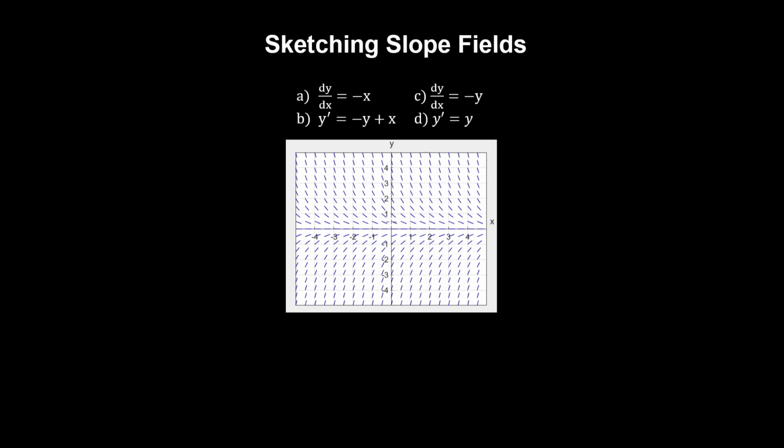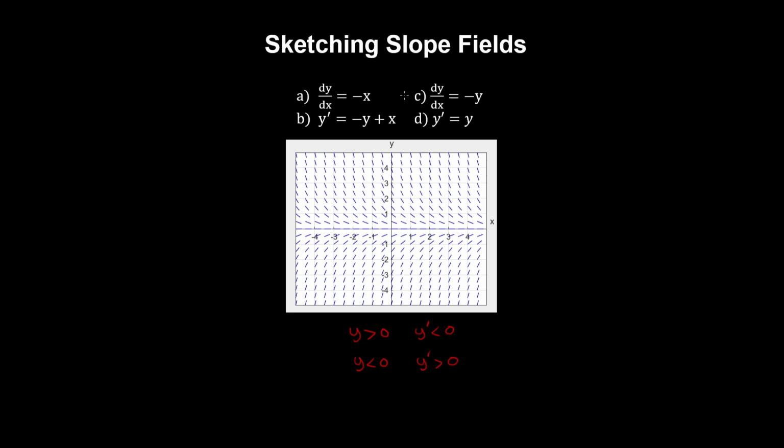So we can see that for y greater than 0, the slope field is all negative. And for y less than 0, the slope field is positive. And for y equals 0, the slope is all 0. And as we can see, as we move along x and keep y constant, the slope field is constant.